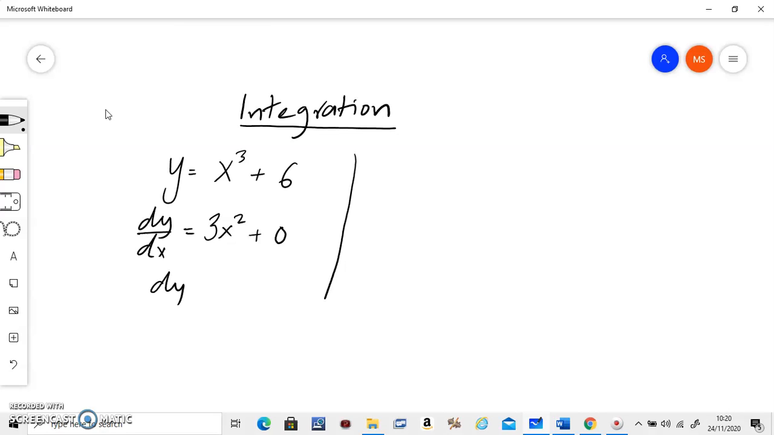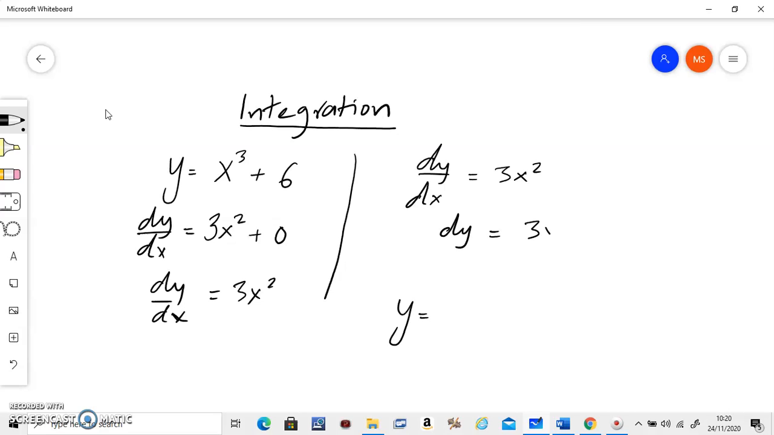So the answer is 3x squared. Now this process is called differentiation. If I tell you to reverse the process, for example, if I give you dy by dx and I tell you find y, reversing the process is called integration. So how do you do it? You move the dx to the other side. So you say dy equals 3x squared dx, and then you apply integration to both sides.